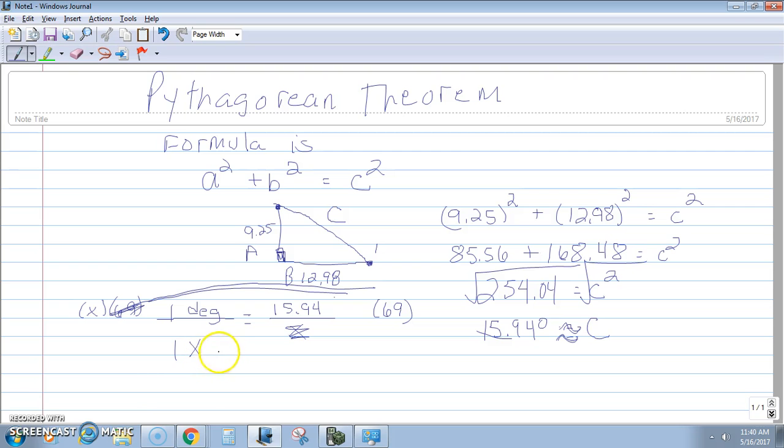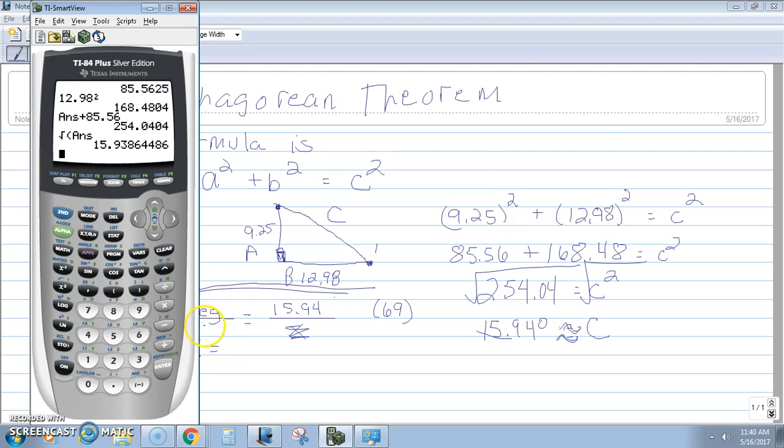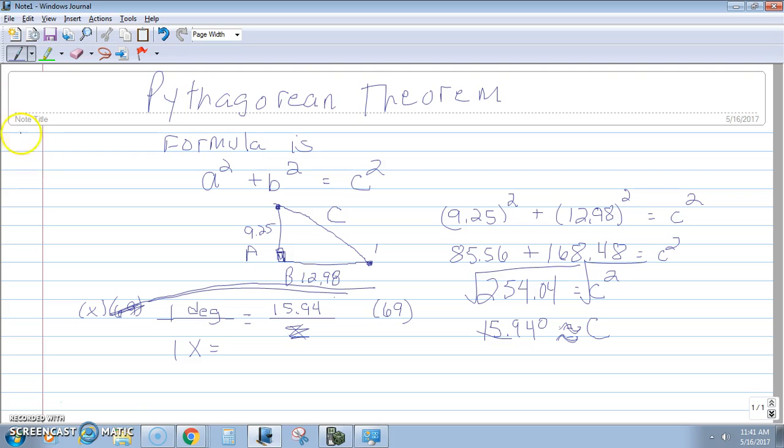So I'm left with 1x, 1 times x, which is just x, right, is equal to 15.94 times 69, which is approximately 1,099.77 miles apart.